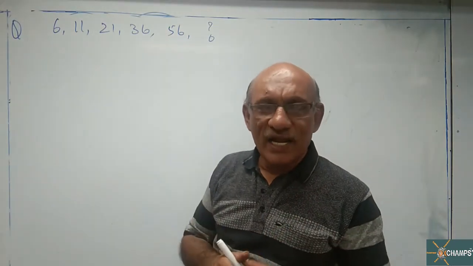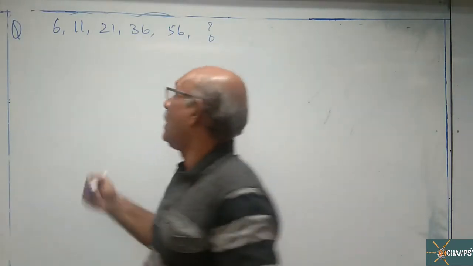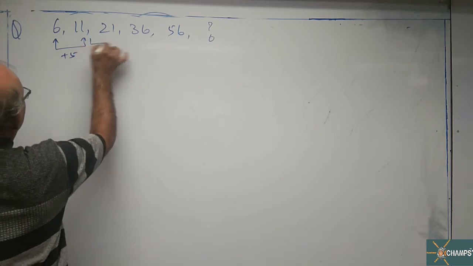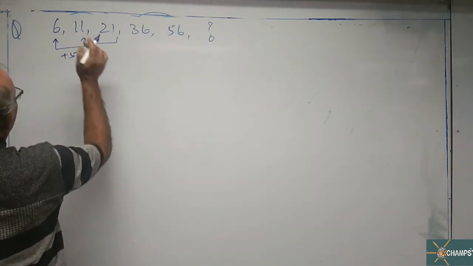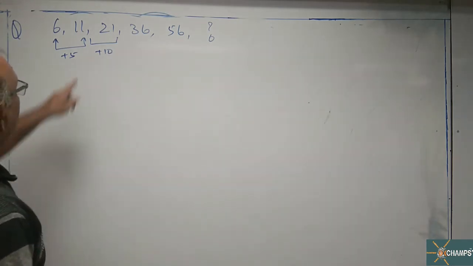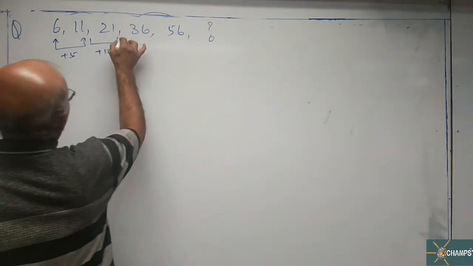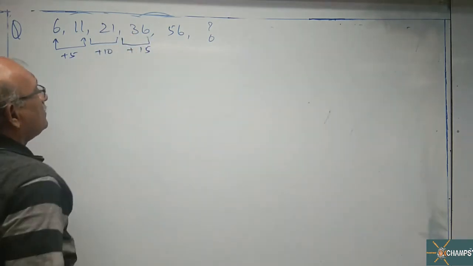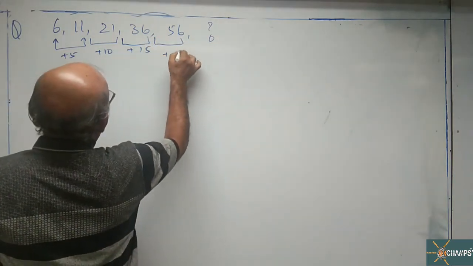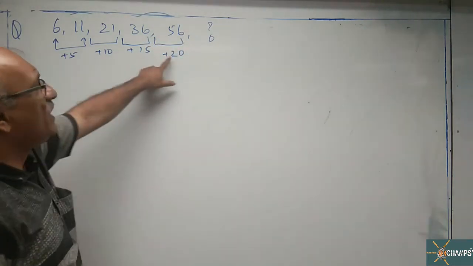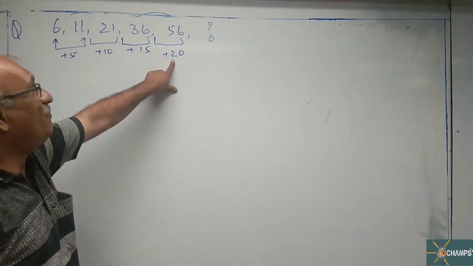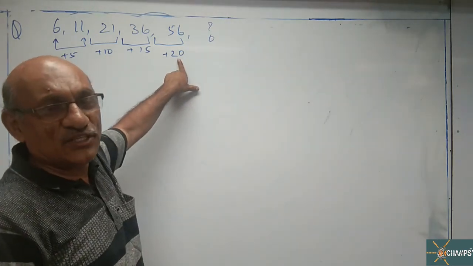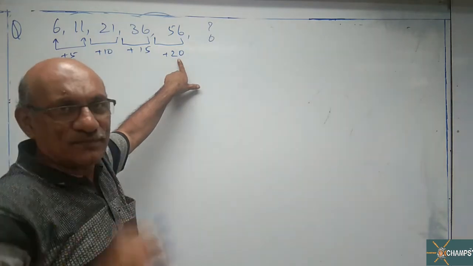So as usual on a trial and error method I am moving with the differences method. Look at the difference of these two. 11 minus 6 is plus 5. 21 minus 11 is plus 10. 36 minus 21 is 15. Then 20. 5, 10, 15, 20, it is in arithmetic progression, for math students only, sir, I am saying. It is in arithmetic progression with the common difference as 5.